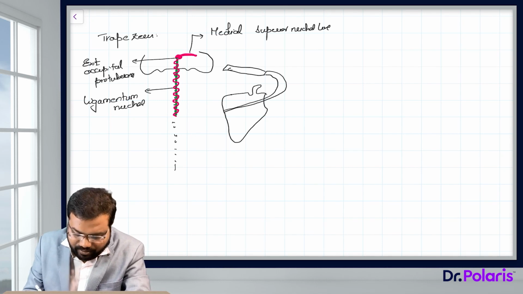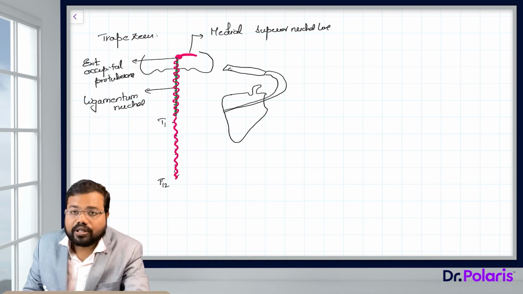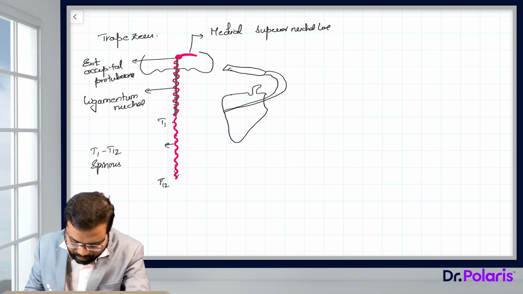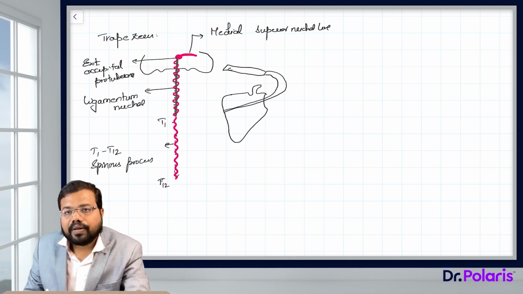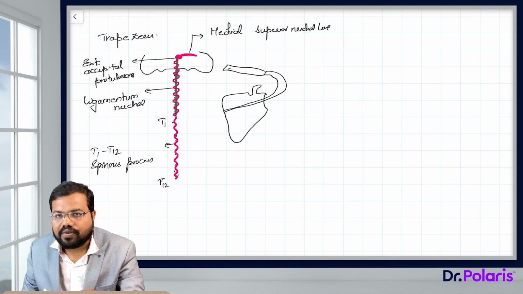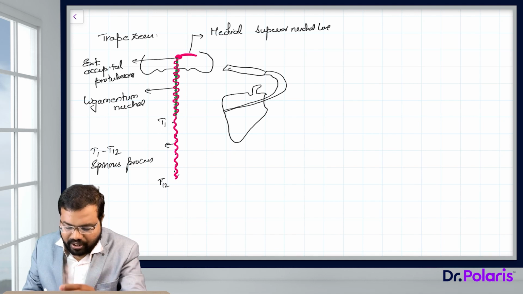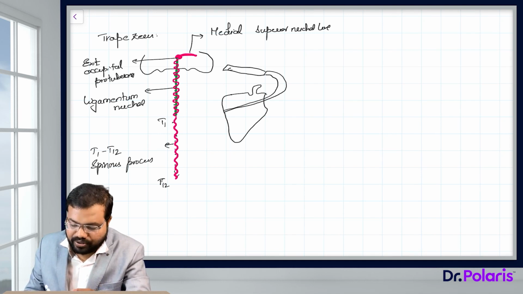Next, after that, T1 starts, the first thoracic vertebra, and let's imagine here is the T12 vertebra. So the trapezius originates from the T1 to T12 vertebral spinous processes. This is the origin: first the medial part of the superior nuchal line, the external occipital protuberance, the ligamentum nuchae at the level of the cervical vertebrae, and the entire thoracic vertebrae, the posterior-most part, that is the spine. And these fibers are divided into three groups.